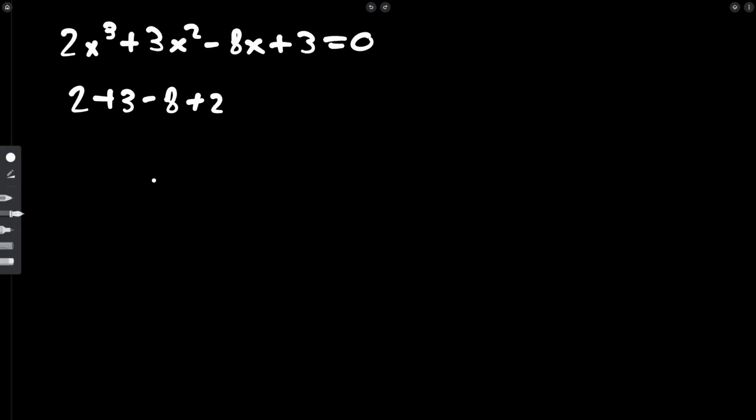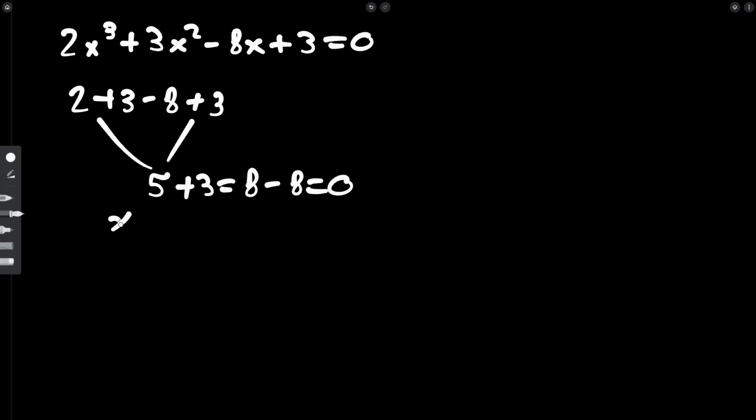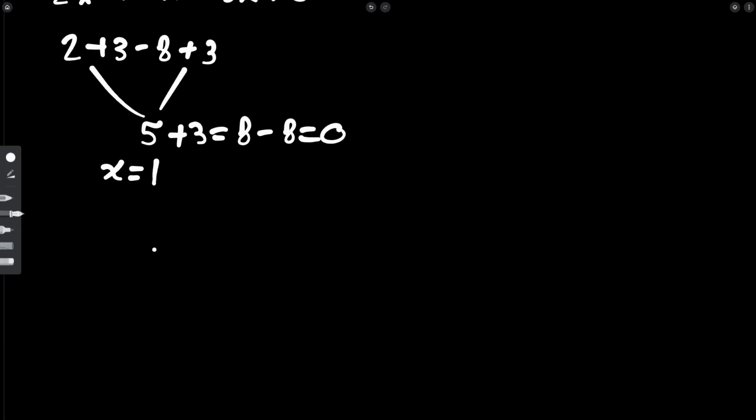Oh, not 2, 3. Okay, 2 plus 3 is 5. That plus 3 equals 8. And that minus 8 is 0. So we have confirmed that x equals 1 is a valid solution. Moving on, we can rewrite this in the form of a factor.